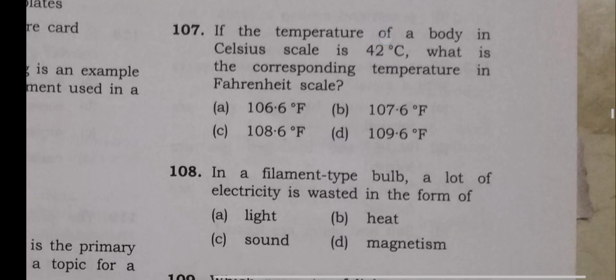All right, great. Now we will go with question number 107. If the temperature of a body on the Celsius scale is 42 degrees Celsius, what is the corresponding temperature on the Fahrenheit scale? If you are smart enough, the correct option is the serial number of this question. 107 is the answer, and the question number is also 107. This is not a technique you should apply, but still, this is a coincidence. Option number B is the correct option, that is 107.6 degrees Fahrenheit.